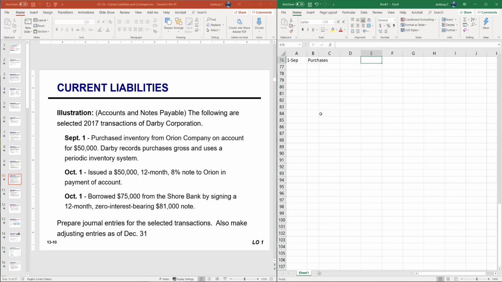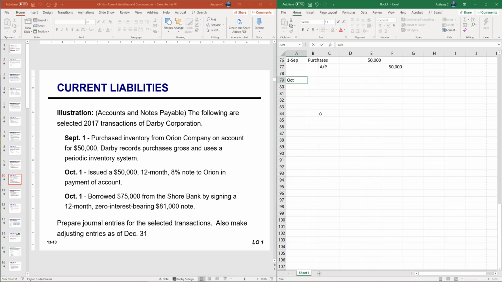Right, we record purchases at cost. So cost here is $50,000. And then our credit here should answer how we paid for the purchase. Right, we purchased it on account. So we'll credit AP for $50,000. Okay. No adjusting entry is necessary for this on December 31st.